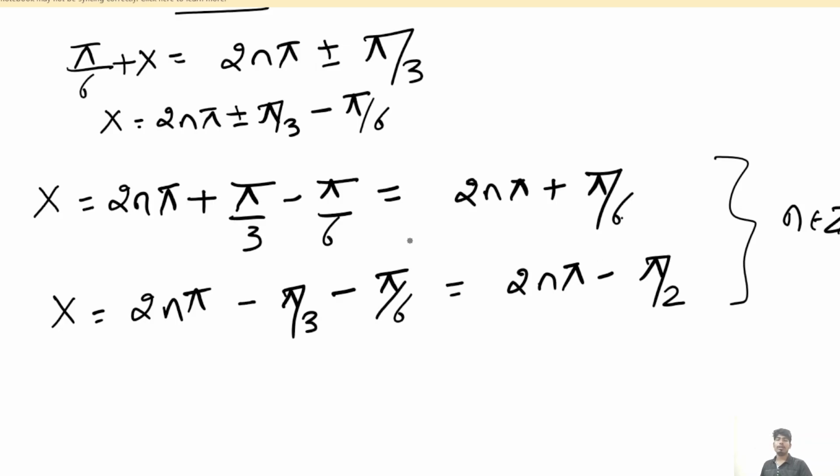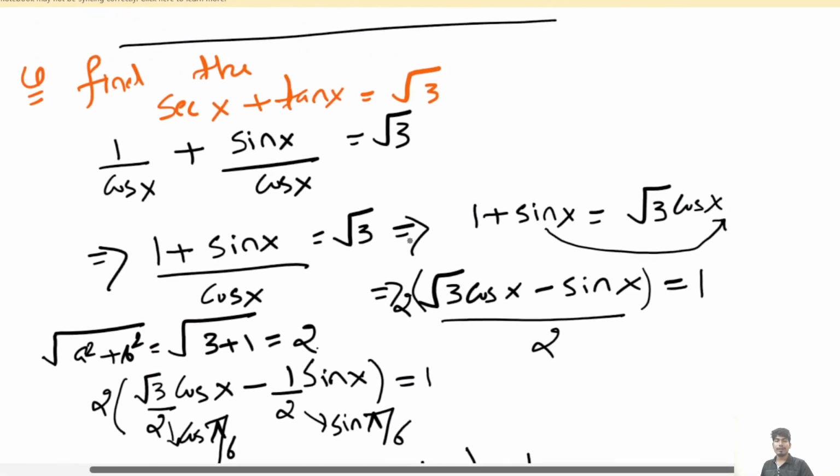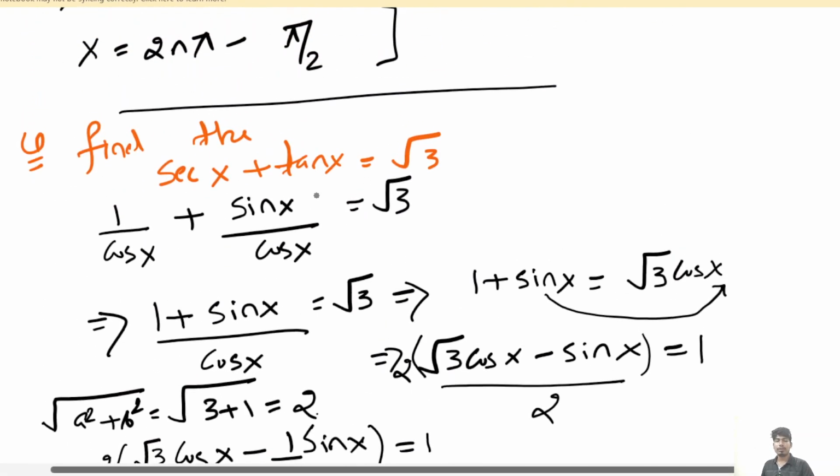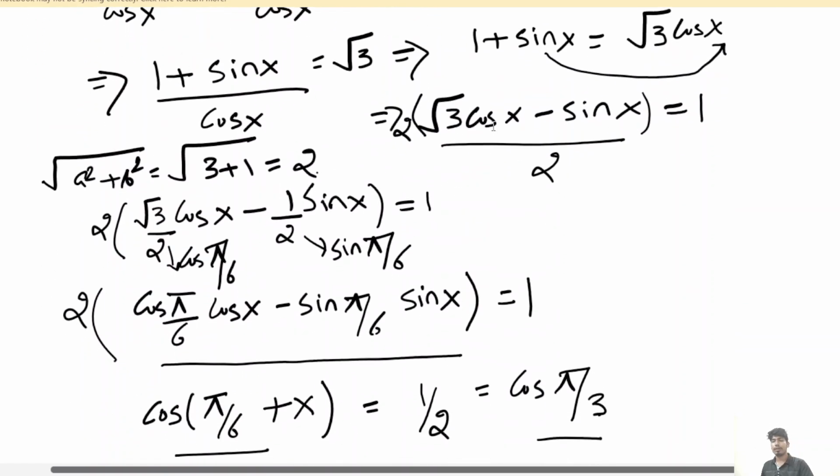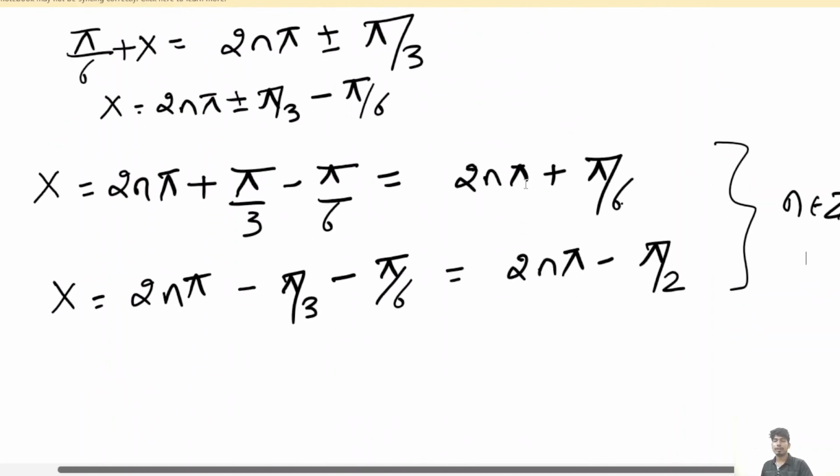So in this question, we first convert this to cos x and sin x and then apply the same method. We get root 3 cos x minus sin x is equal to 1. Then apply the same procedure and we get the solution.